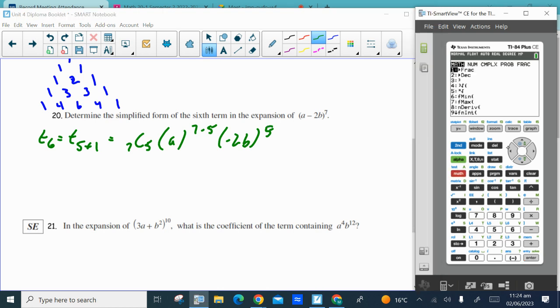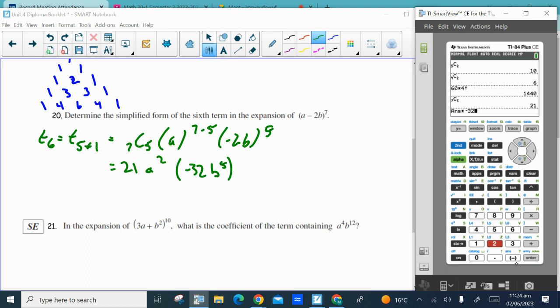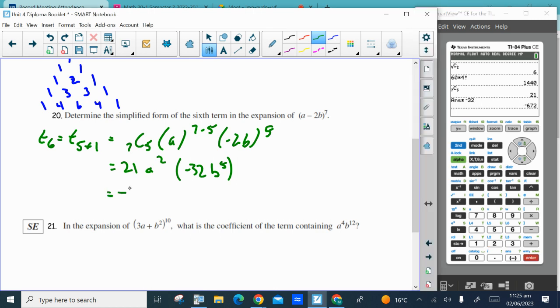7C5 is 21. You'll have a squared, and negative 2b to the 5th will be negative 32b to the 5th. You're going to multiply 21 by negative 32 and get negative 672 a squared b to the 5th. So there's that term.